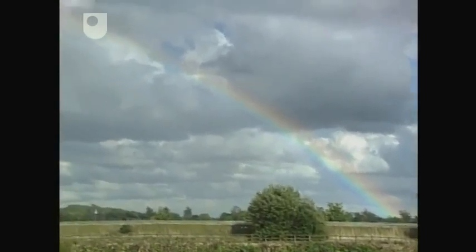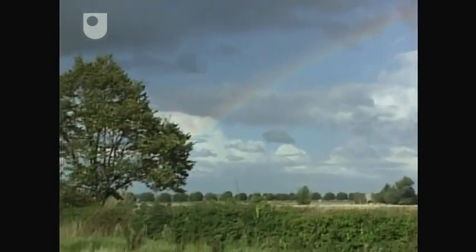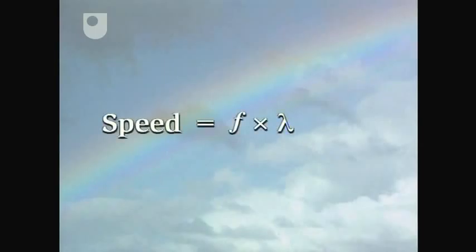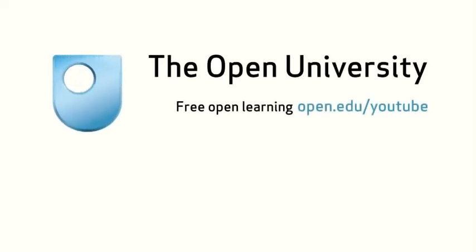And within the visible range, the familiar rainbow of colours, red light has the longest wavelength and blue light the shortest. As for all waves, the frequency multiplied by the wavelength is the speed of the wave, which for light has a value of 3 times 10 to the power 8 meters per second and is given the special symbol c.